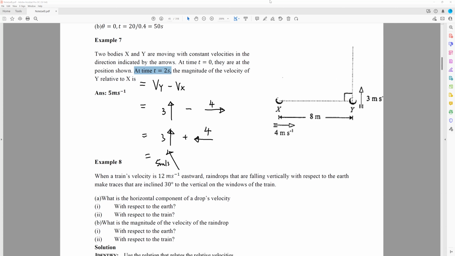Okay. Any questions? How do you get 5? Pythagoras theorem. 3 and 4 are at right angles to each other. Oh, okay. Is it?